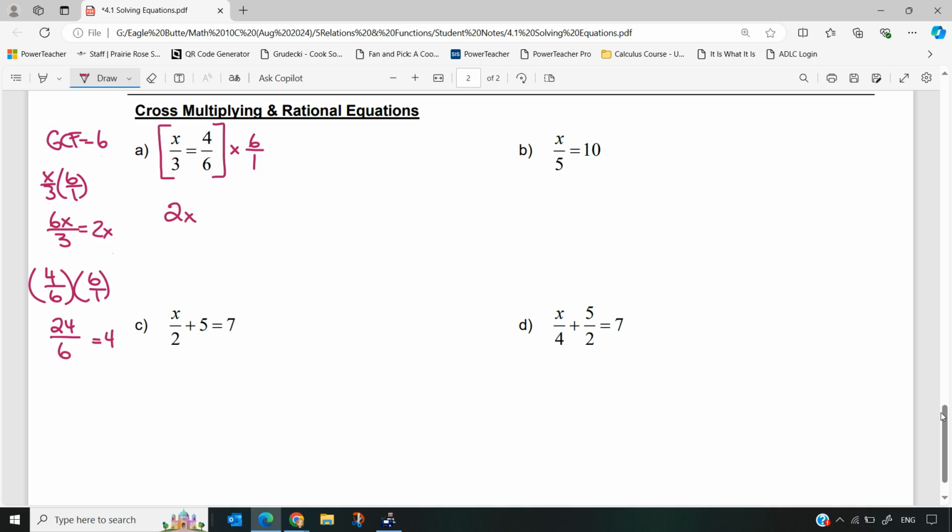Notice that essentially my 6 is canceling out the 6 in the denominator. So I would be left with 2x equals 4, and then I can divide by 2 on both sides of the equation, and I'm left with x equals 2. That method will work for all of these.